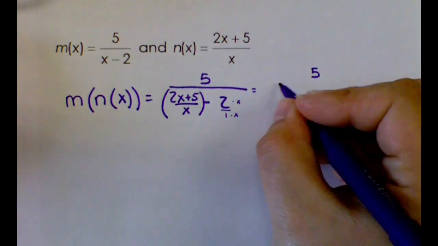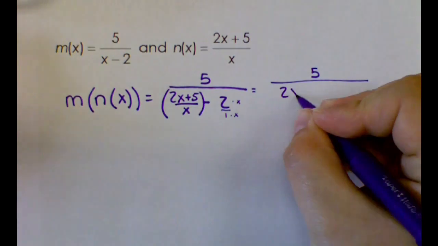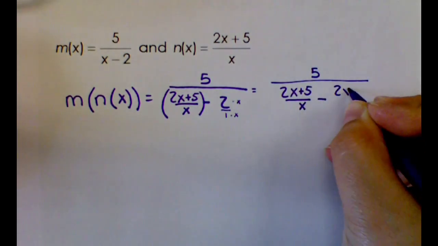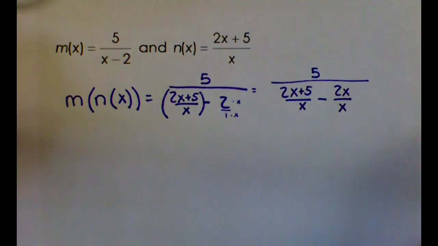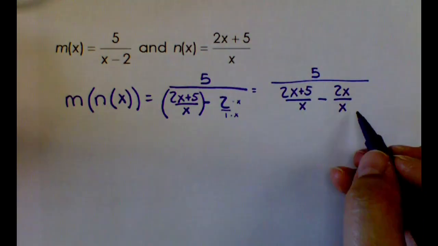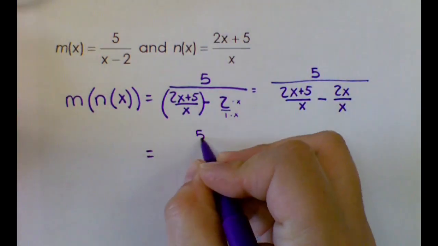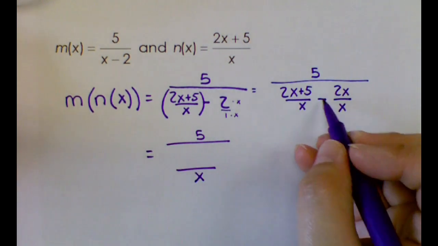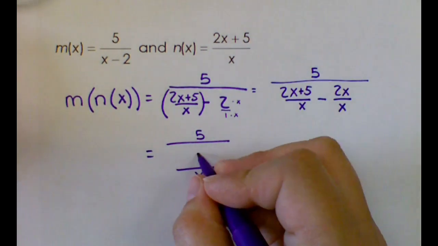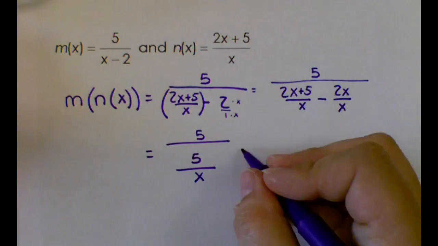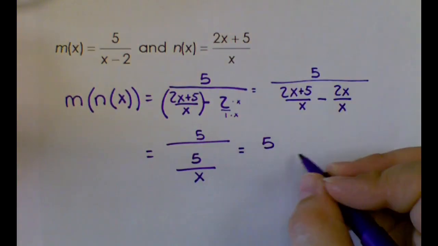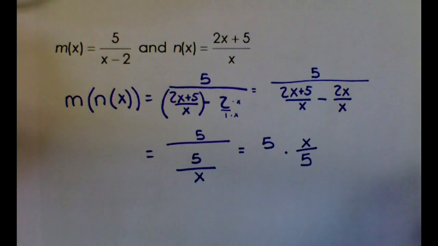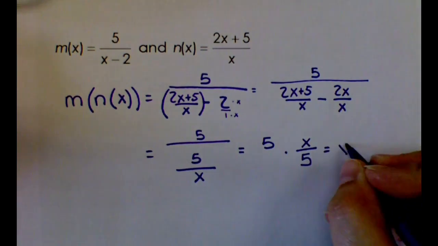So my 5 in the numerator is just hanging out. I have 2x plus 5 over x minus 2x over x. And when I combine those, remember my denominator of the denominator will just be x, and 2x plus 5 minus 2x is just 5. Also remember that to divide by a fraction, I multiply by its reciprocal. So I'll multiply by x over 5. My 5's cancel, leaving just x.